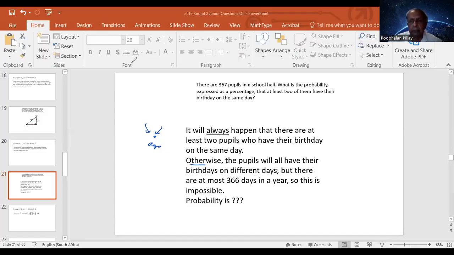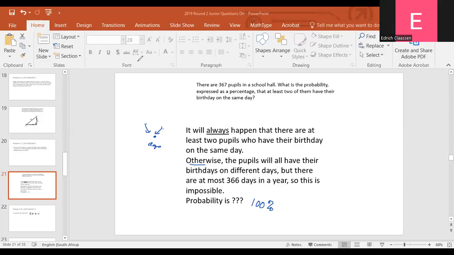So what is the probability? When something happens all the time, right, the probability is 100%. So that's the answer. It's happening all the time. If it happens half the time, the probability is 50%, and so on. Okay, so the answer to this question is 100%. It happens all the time.